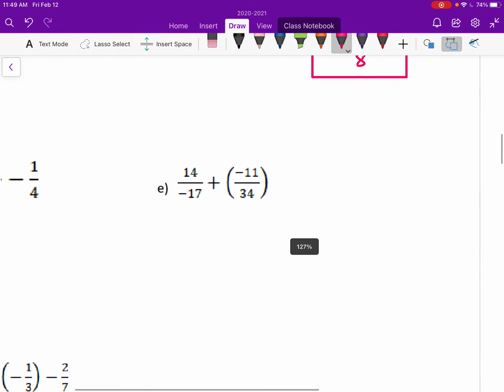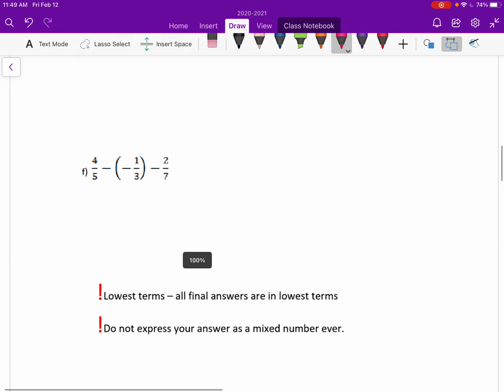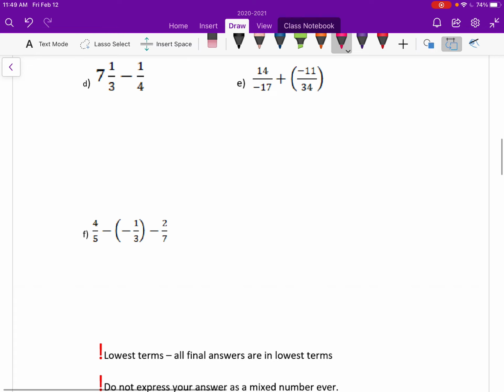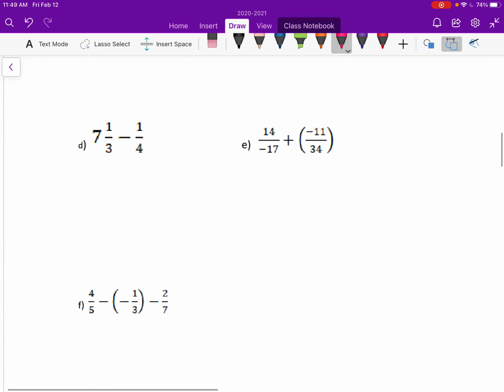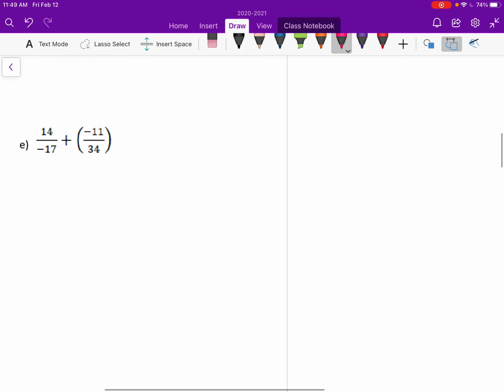Okay, moving on. Try doing these by yourself, and then we'll take them up. Just make sure that you change the mixed fraction to an improper fraction. So I'm just going to write these steps for you over here.